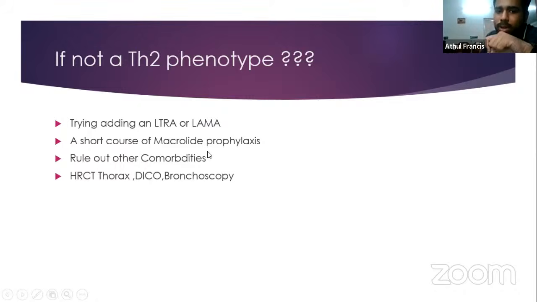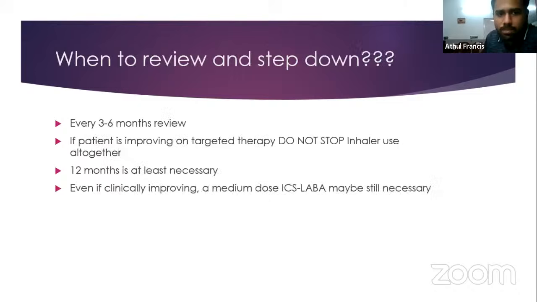A short course of macrolide prophylaxis, that is azithromycin 250 milligram daily for 3 months or 500 milligram alternate day. Rule out other comorbidities. Do investigations, do an HRCT thorax, do a DLCO, do a bronchoscopy, and if needed, you can always refer for a bronchial thermoplasty.